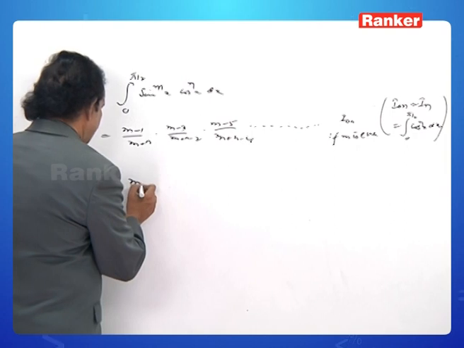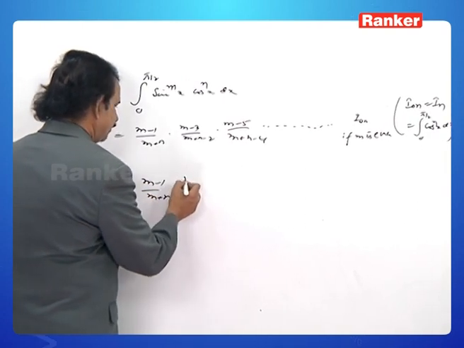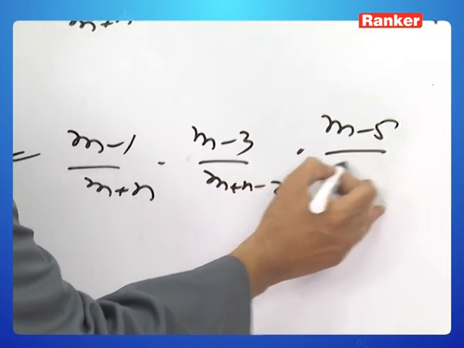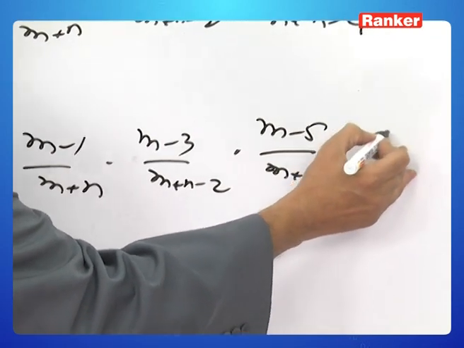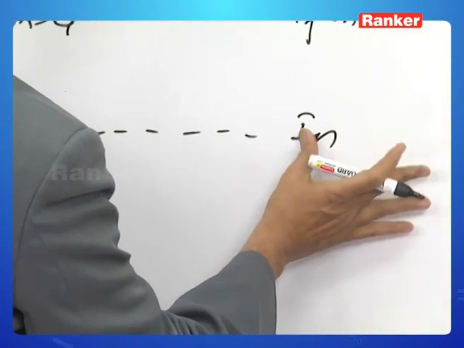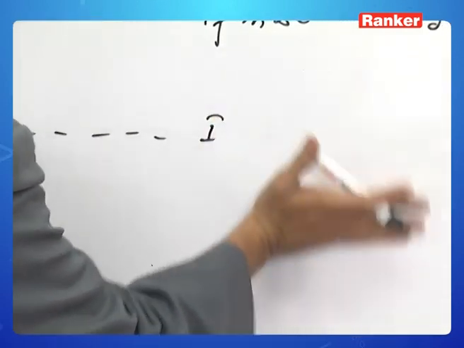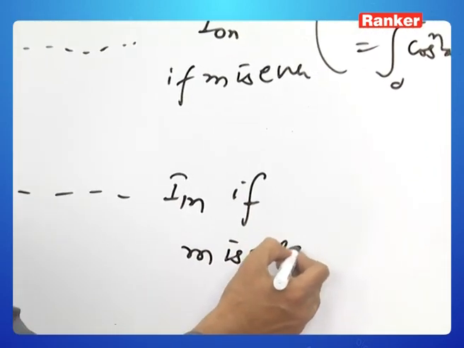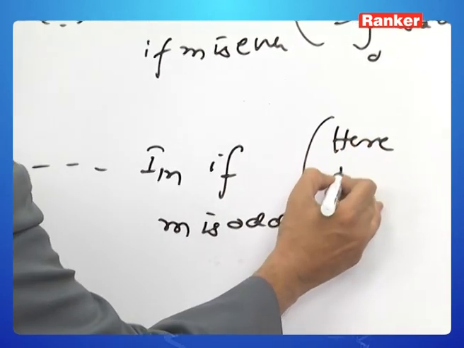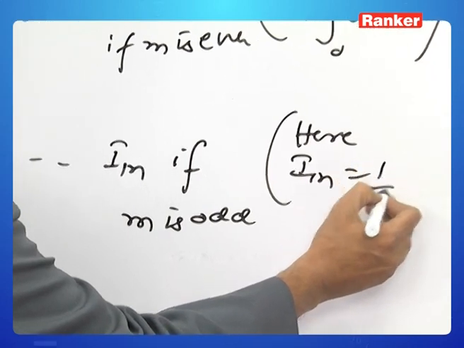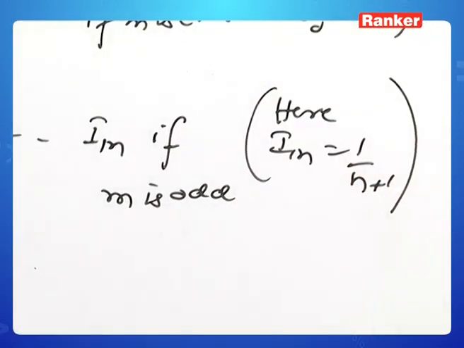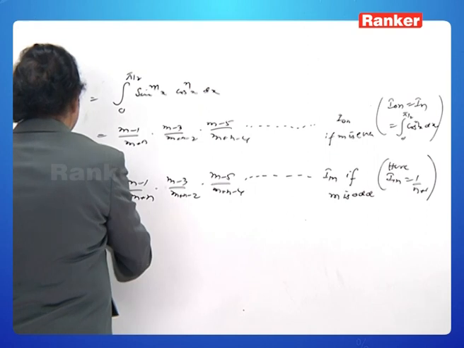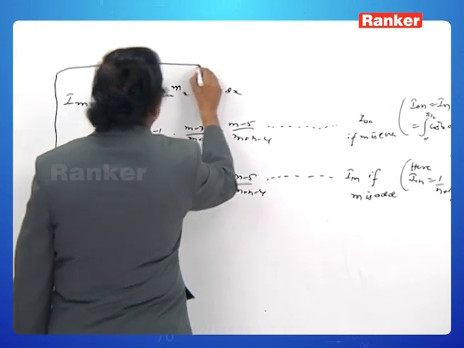This is equal to m minus 1 by m plus n into m minus 3 by m plus n minus 2 into m minus 5 by m plus n minus 4 into etc etc I1n if m is odd. Here I1n is equal to 1 by n plus 1. This is, of course, the brief sketch of this extension of Wallis formula.